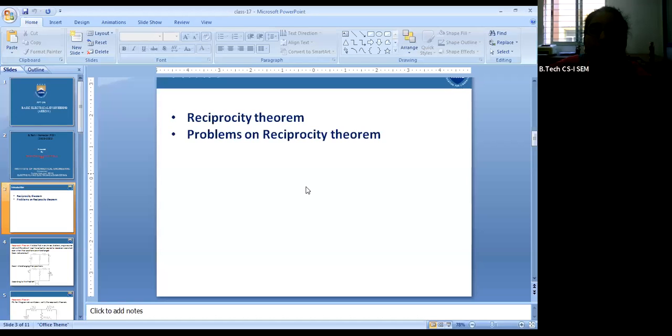Okay, with this we will finish the theorems we have in our syllabus. The theorem is the reciprocity theorem, and then we do problems. Actually, the theorem is simple. What does this theorem say?